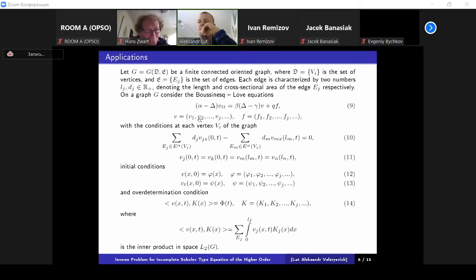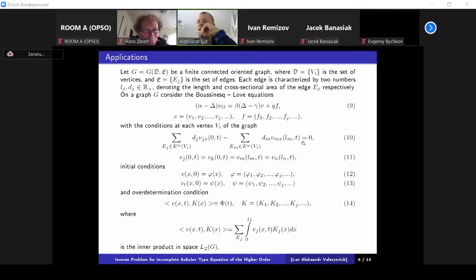The coefficients of the equations describe such quantities as Young's modulus, Poisson's ratio, and material density. The desired function Q is the parameter of the external load on the rod.